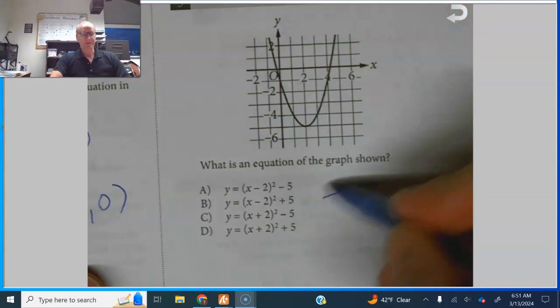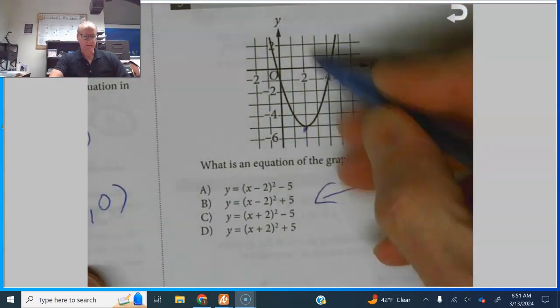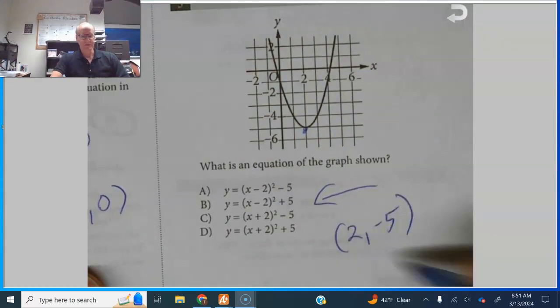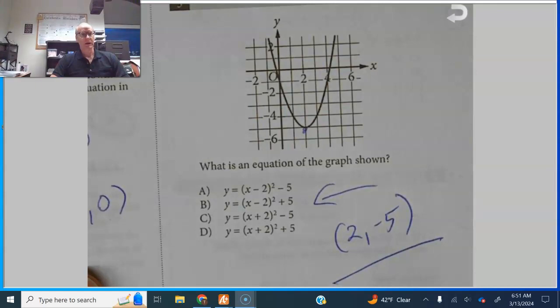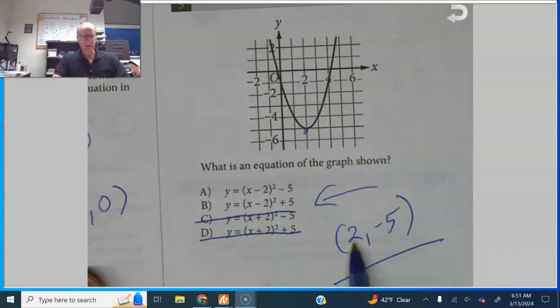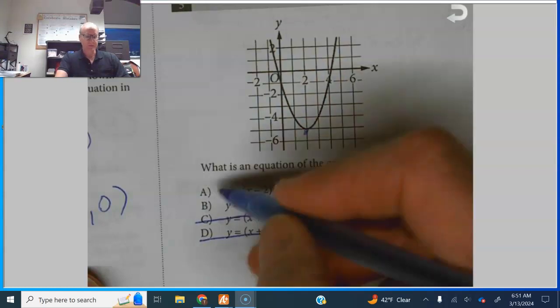This is called vertex form, and we know that the vertex right here is at 2, -5. What you want to do is zero out your x's to get the -5. So 2 should zero out my x. Both of these are out. So putting a 2 into both of these gives me a 0 for x. And which one gives me the -5 for y? It happens to be this one.